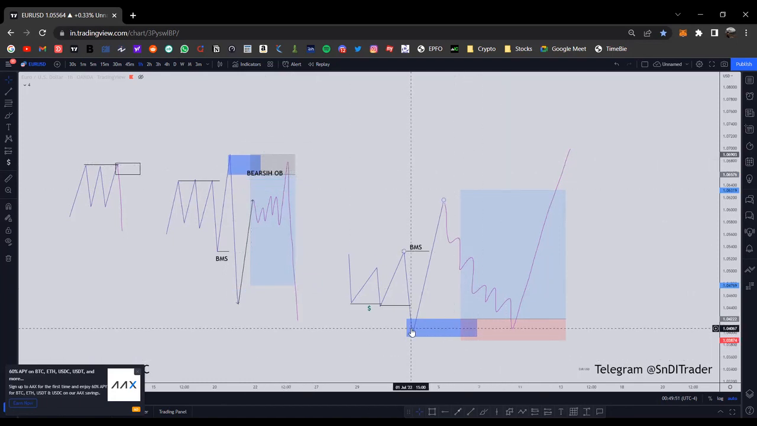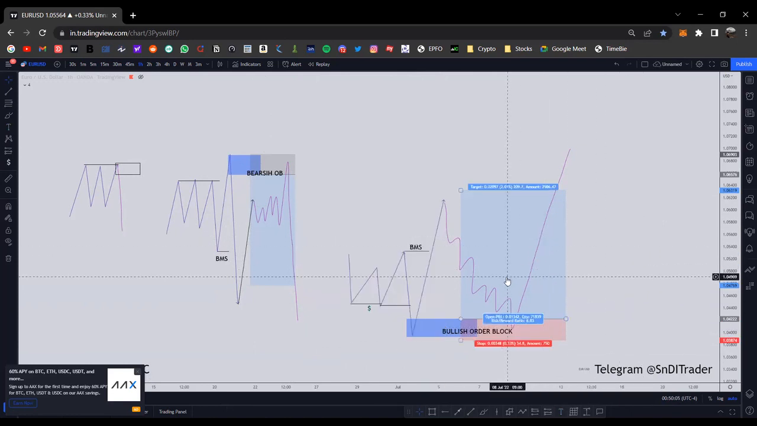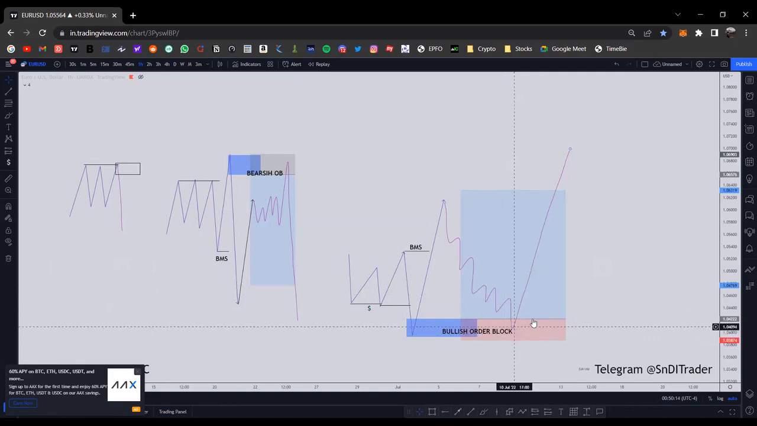Same thing again here. We will wait for price to take out the equal lows and form some sort of bullish order block here. So this will be your bullish order block. I will set my limit orders in here and look for buys from this order block. Okay, so that is how these things work.